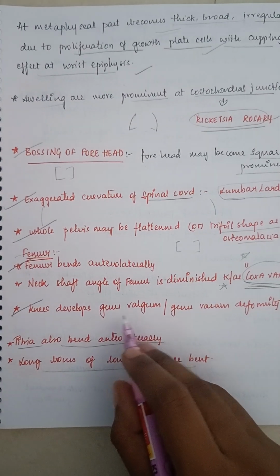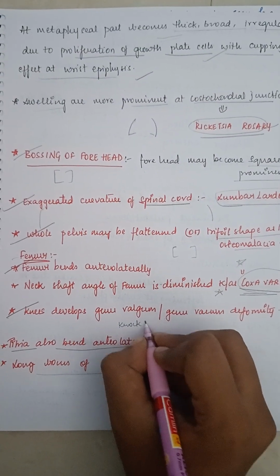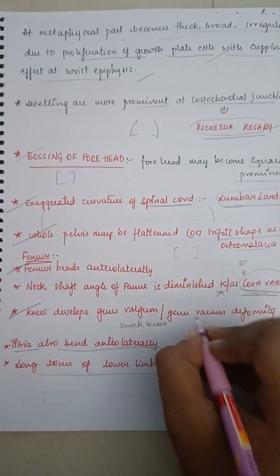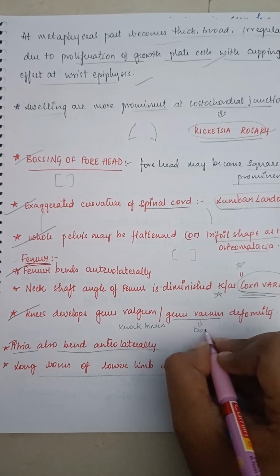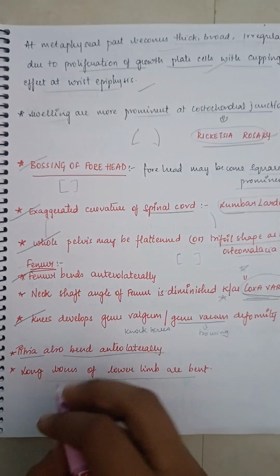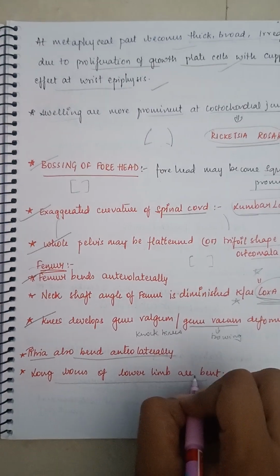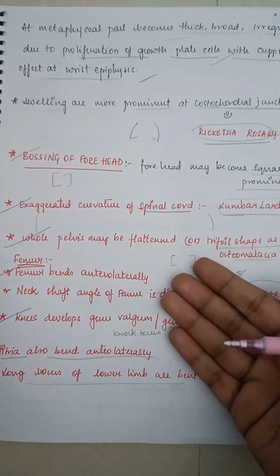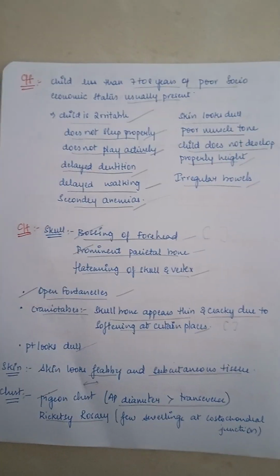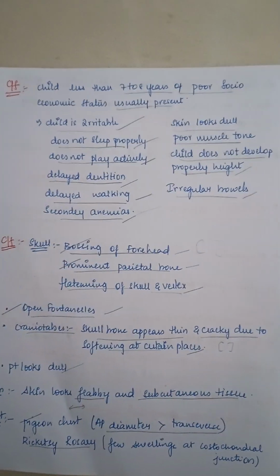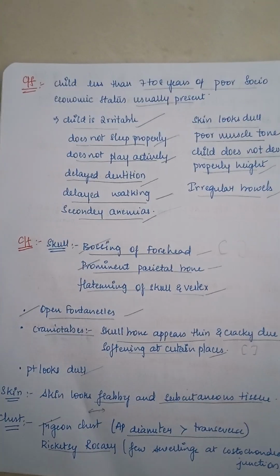The knees can either undergo genu valgum, also known as knock knees, or genu varum, which is nothing but bowing of legs. The tibia is also bent anterolaterally. The long bones of the lower limbs are usually bent, so both femur and tibia are bent. Now comes the clinical features. You can see a child coming to the OPD, usually between age 7 to 8 years, of poor socio-economic status.